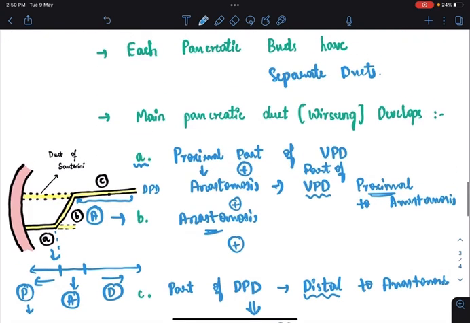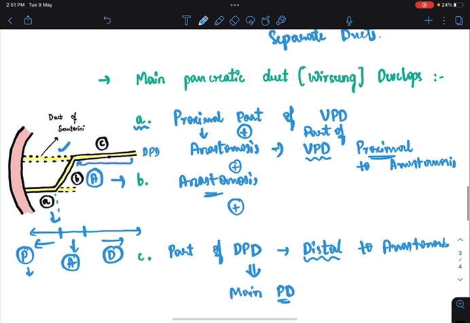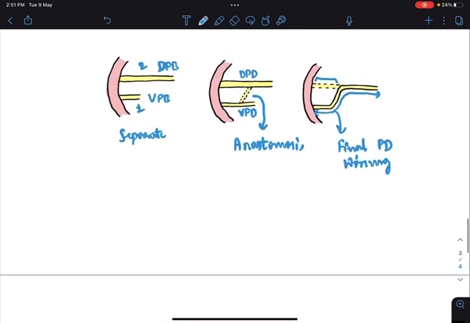See, this part will regress, or it can stay like that also. That forms the accessory duct of the pancreas or duct of Santorini. So this is the development of the pancreas.